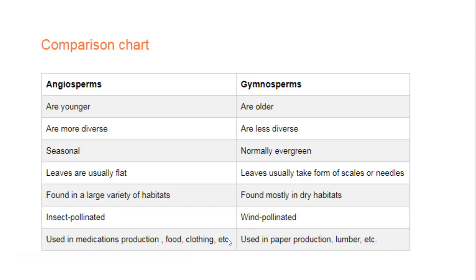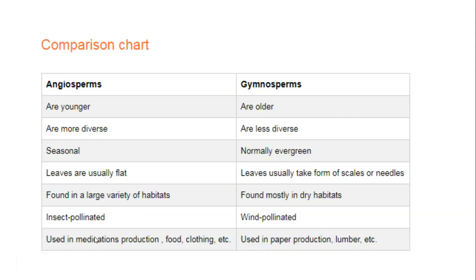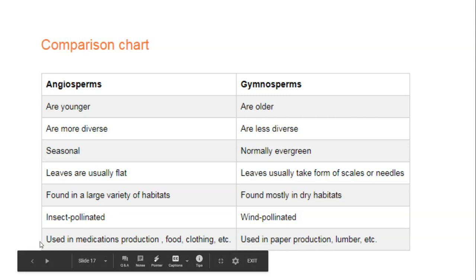All right, and last but not least, what are they being used for? So angiosperms are typically what we call a softwood. So they are used in medications, food, clothing, etc. When we're talking about gymnosperms, they produce more hardwood than they do anything. So they're going to produce paper and be used for lumber and building your houses and that kind of stuff. So for use, you're going to write medications, food, and clothing under angiosperm. And under gymnosperm, you're going to put paper and lumber.